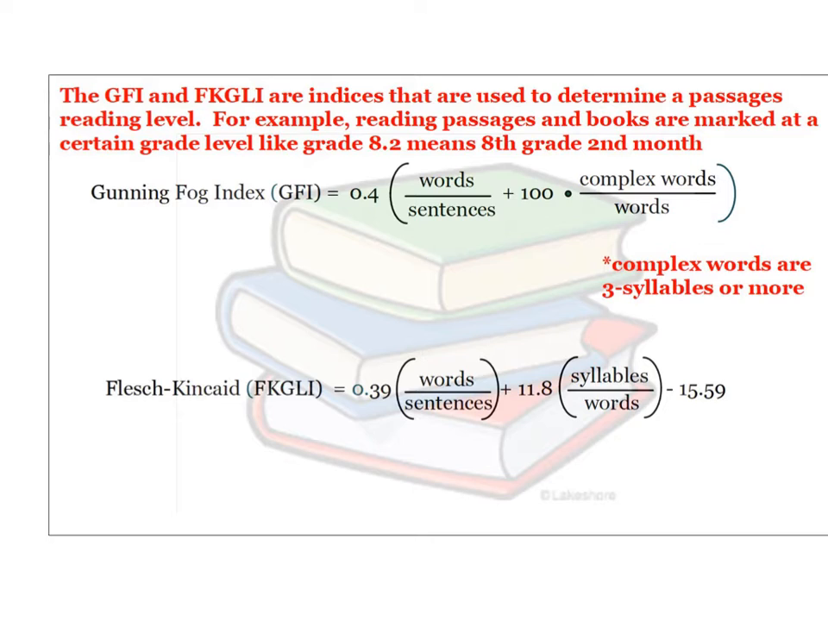The biggest difference between these two is the GFI takes into consideration complex words, but the FKGLI takes into consideration syllables. So you'll see a difference between those two. The other thing I want you to write down is that a complex word is a word that has 3 syllables or more.